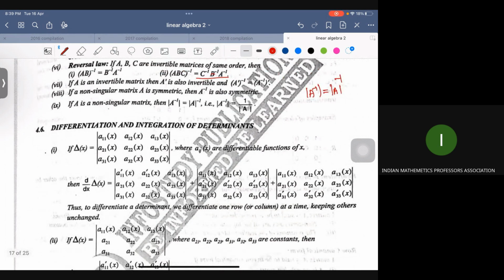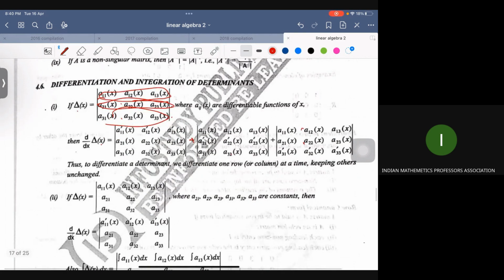Differentiation and integration of determinants. Here delta of x is this matrix. So d by dx of delta x is differentiating the first row and keeping the second and third row as they are, plus differentiating the second row and keeping the first and third row the same, plus differentiating the third row and keeping the first and second row the same. So this is how we differentiate the determinants.